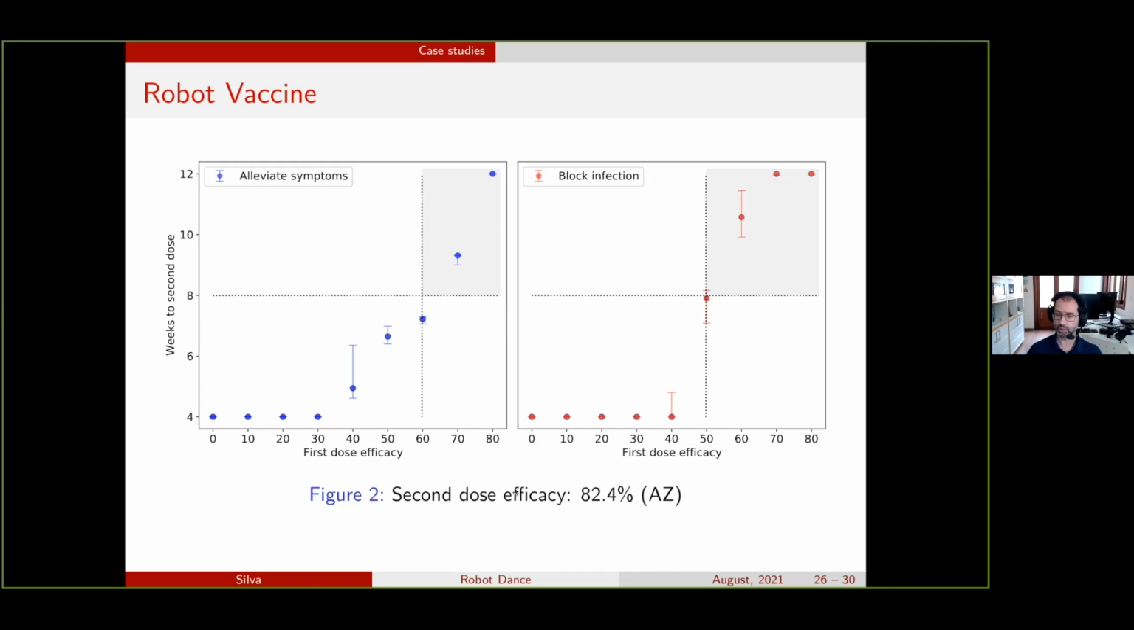But what we wanted to do here is to run the simulation with many different possibilities for this first dose efficacy and see how that would behave. So what we mean by this is that we give to the optimization problem the decision about who and when to vaccinate.